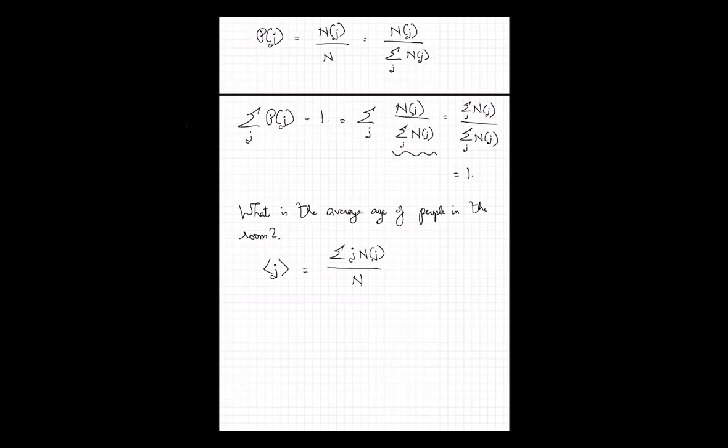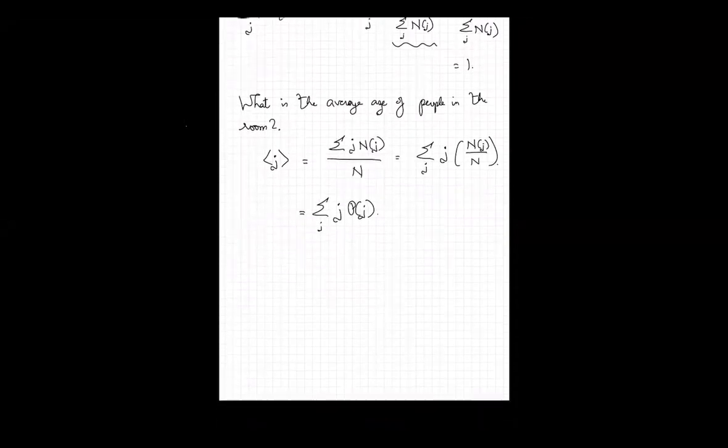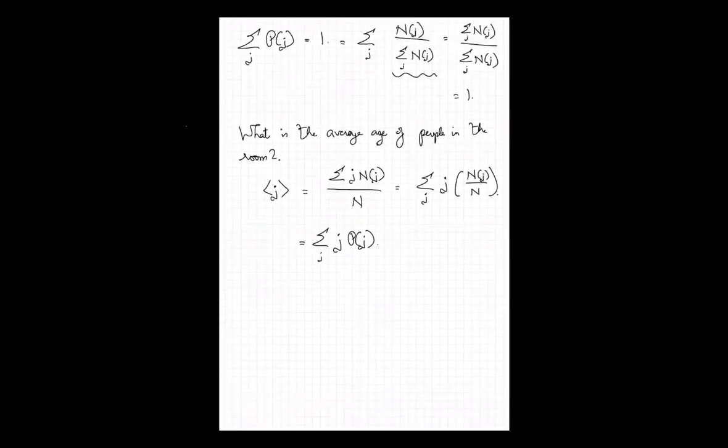But I can write this as sum over j of n of j divided by n. And n of j divided by n is nothing but the probability of picking out a guy with age j. So I can write the average quantity j as sum over j times the probability of picking out j. This is the average value of the age of people in a room.